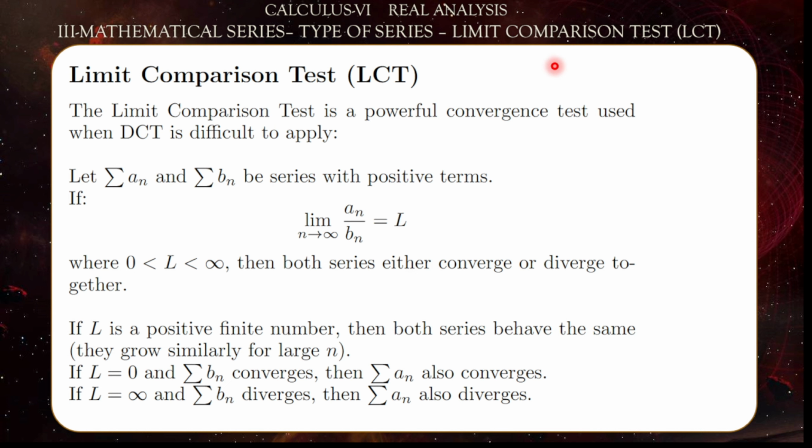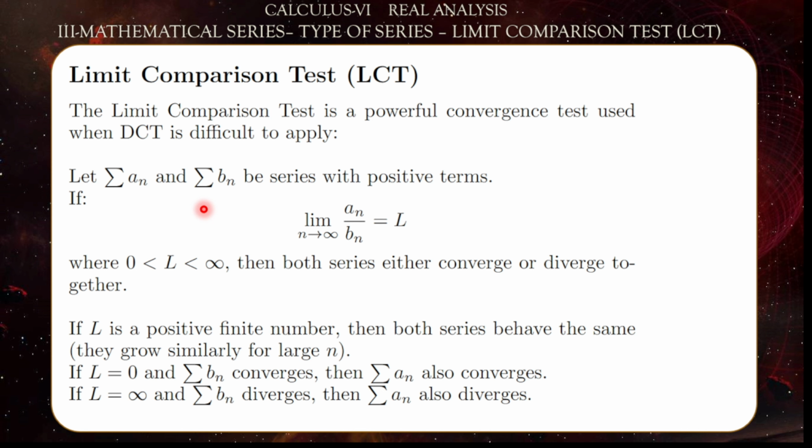Limit comparison test, or LCT, in other words. The limit comparison test is a powerful convergence test used when DCT is difficult to apply. Let sigma an and sigma bn be series with positive terms. Again, sigma an is the one in question, the one that we want to find out whether it is convergent or divergent, and sigma bn is a known series, well tested, like it is known whether it converges or diverges.